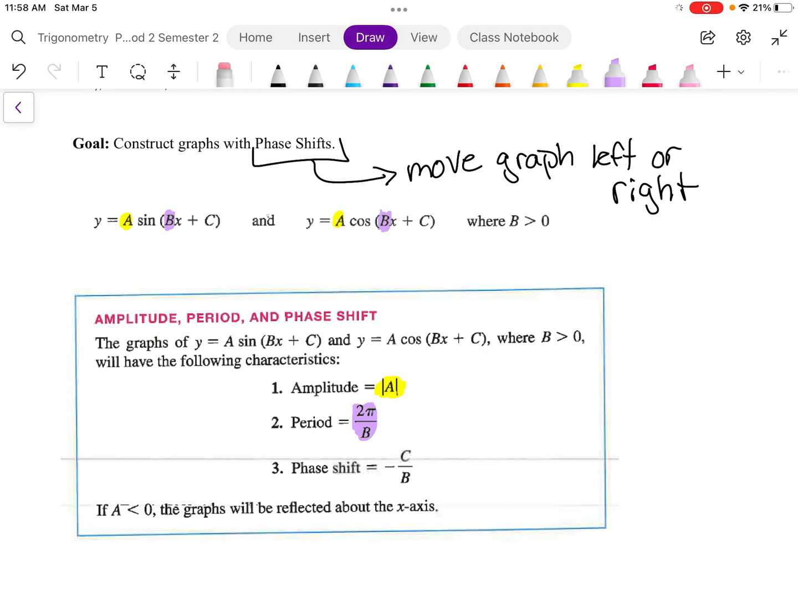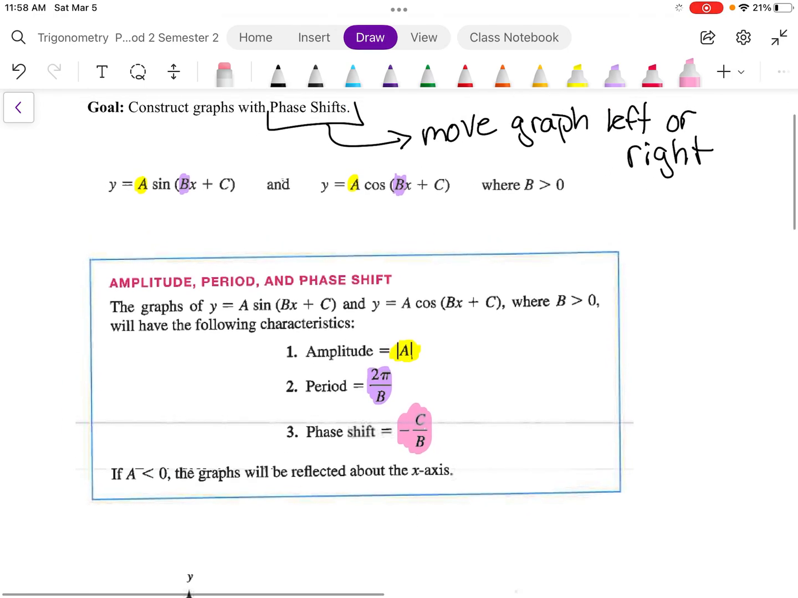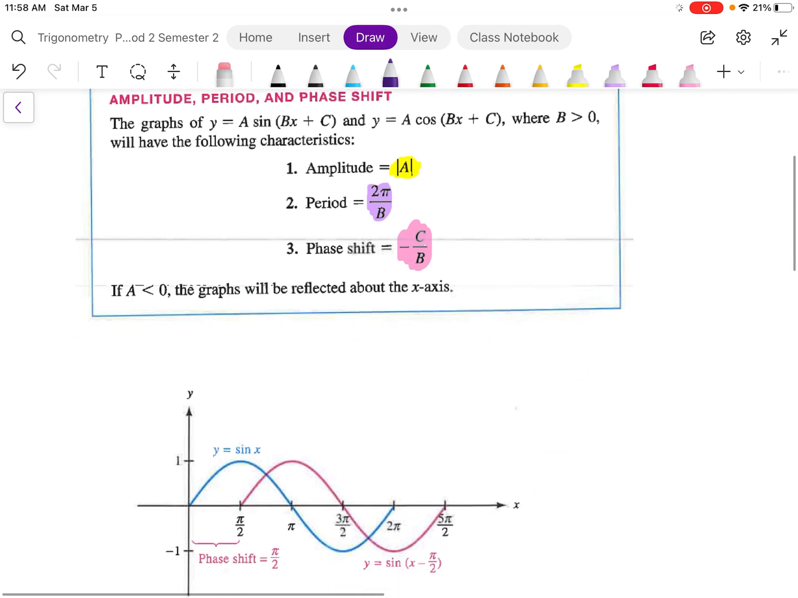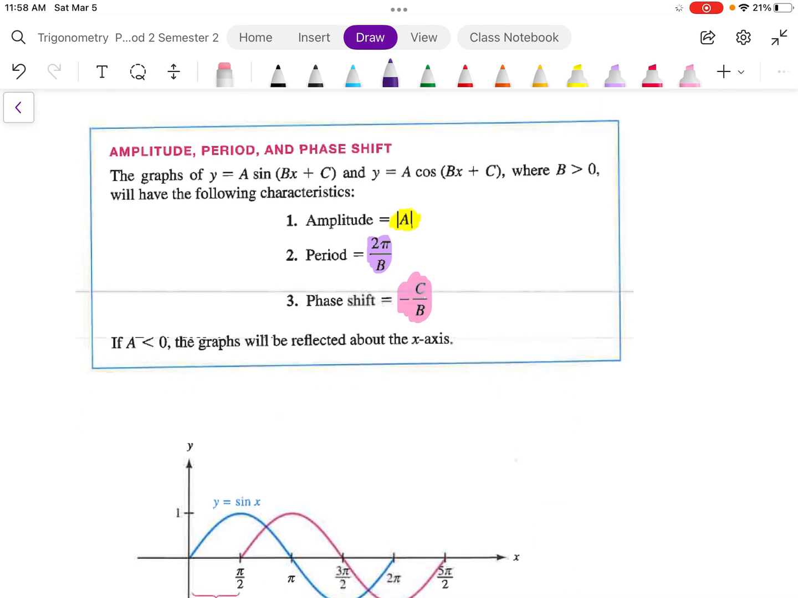And then lastly, our phase shift is negative c over b. So we just take that c value and put it over b to figure out what our phase shift is. And if our phase shift is negative, we're going to move it to the left, and if it's positive, we're going to move it to the right. And we've also talked about how if a is less than 0, then the graph will be reflected over the x-axis.